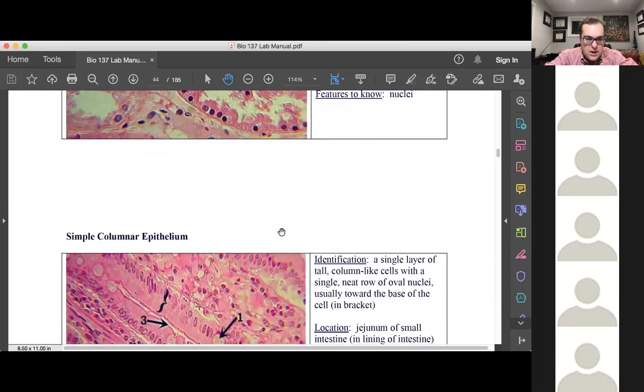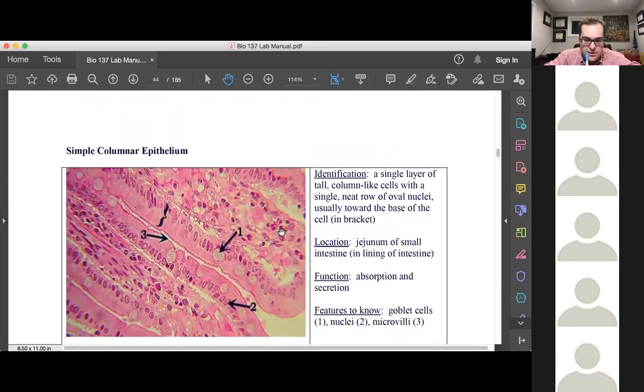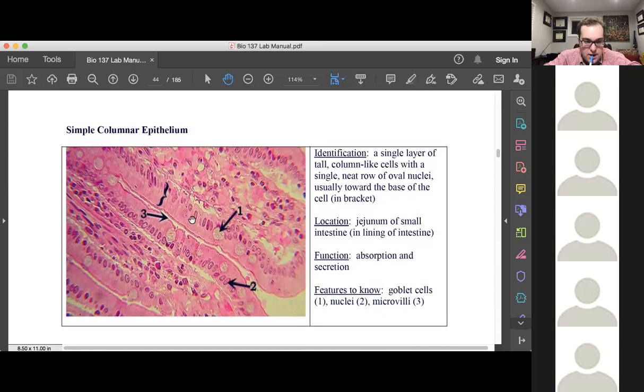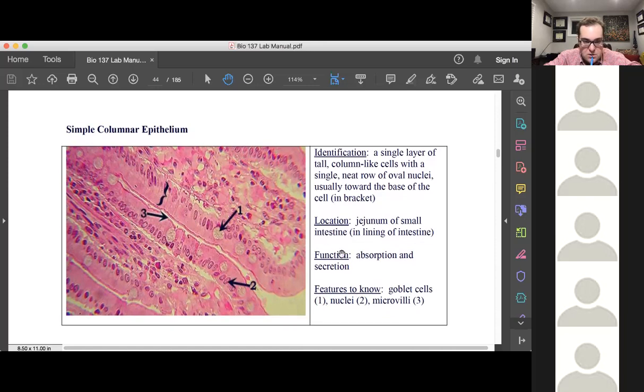All right, next one, simple columnar epithelium. Simple, so we're going to say single layer, right? That's what we started off with, column-like cells, usually in a fairly in-tune layer, I guess is what I'm trying to say. These are likely going to be in your GI tract. As we can see here, the jejunum, which is part of the small intestine. So these are also for absorption and secretion, and they're going to have features that we have pointed out here.